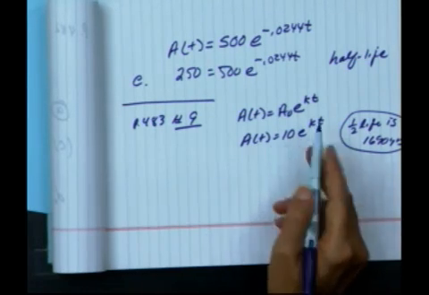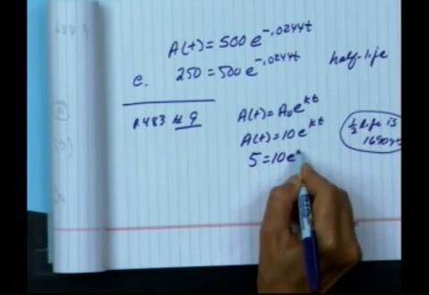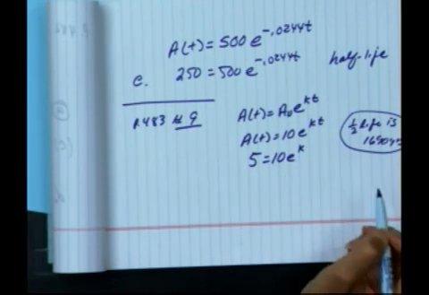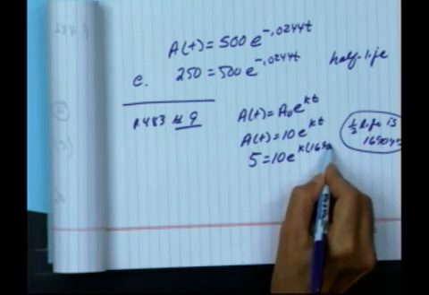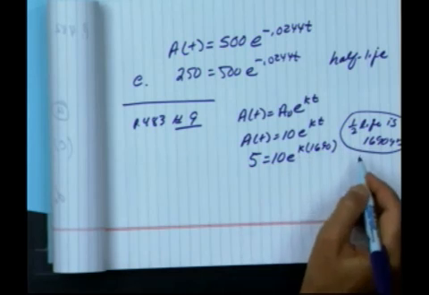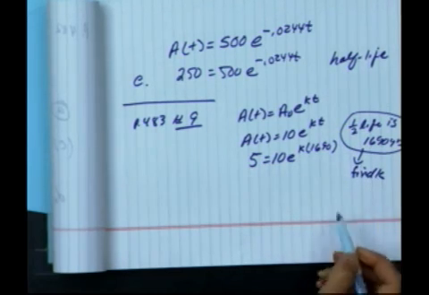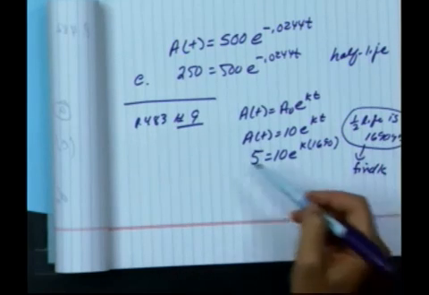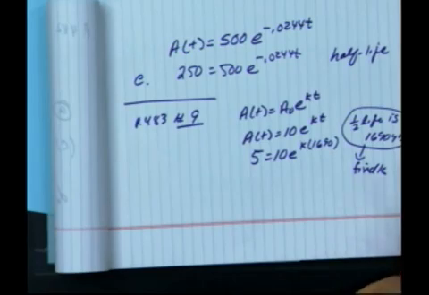Because the future amount would be 5 when T is what? 1690. Okay? So this helps me find K. All right, because that's a given fact that I can put in there and then solve for K. Yes? Oh, I'm off the screen.